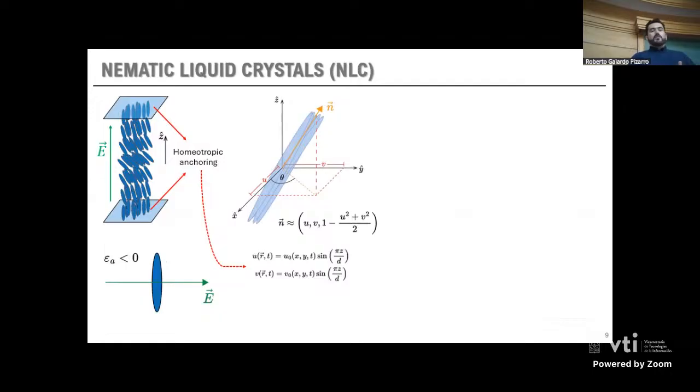In particular, if we impose the boundary conditions imposed by the homeotropic anchoring, the ansatz that we can use for these two components of the director vector will be the first mode associated with the distance that they can cover in the direction perpendicular to the plane. If we use this ansatz in the previous dynamic evolution, to first order, the evolution of these two components of the director vector will be dictated by this equation.